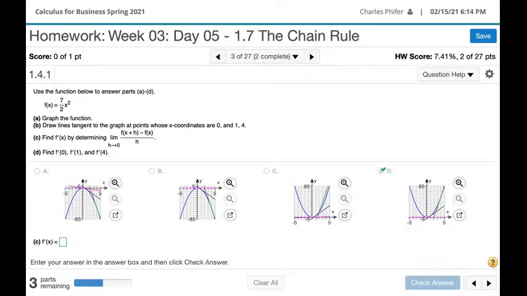Part D, I'm still trying to take my notes, says find f prime of 0, f prime of 1. So once we find f prime of x, these will be easy. F prime of 4, okay? All right, I think we're done with the notes. Let me hop over to the tablet.